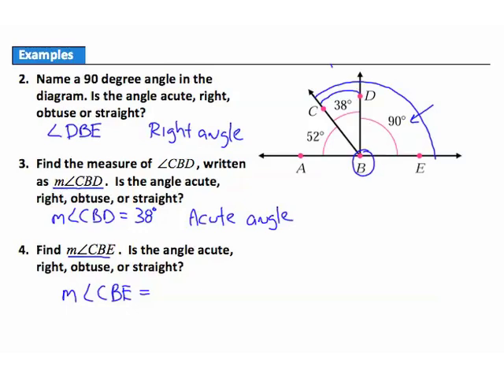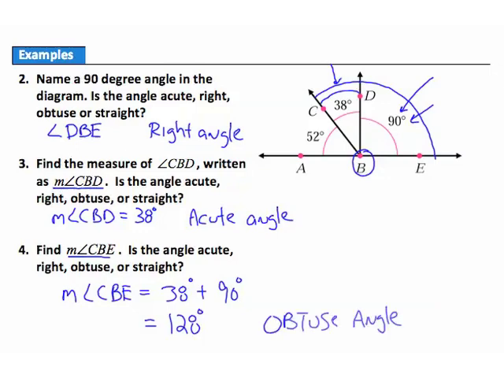So the first one that we see there as part of this angle is that 38 degrees. So we want to add the 38 degrees. The next part of that angle over here is the 90 degrees. And so we want to add that 90 degrees together. So when we add 38 and 90 together, we get 128 degrees. So the measure of angle CBE is 128 degrees. Now this is a larger angle. It is greater than 90, but less than 180. So this is an obtuse angle.